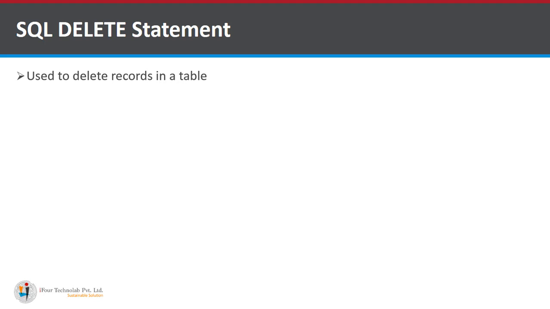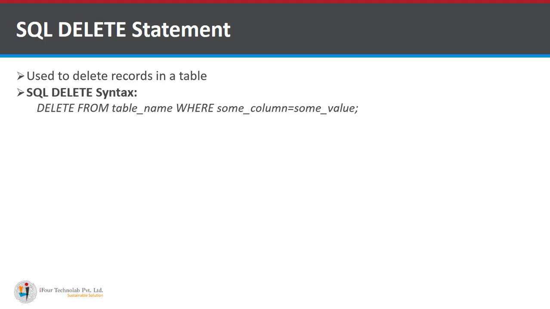The DELETE statement is used to delete records in a table. Similarly, the syntax for the delete statement is DELETE FROM table name WHERE some column equal to some value, according to the condition you want to delete the record from your table. It will delete an entire row from the table. It means the records which satisfy the condition will be deleted, so there is no existence of that record in the table once the delete statement is run.